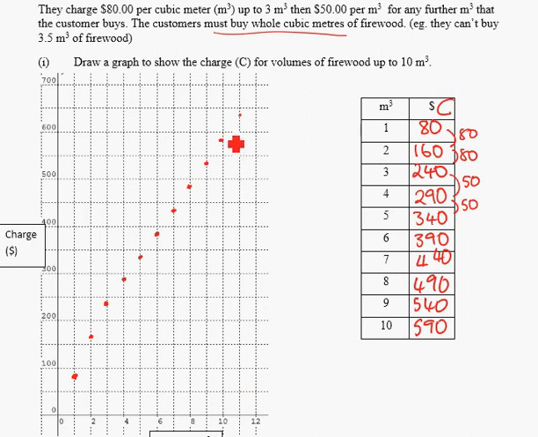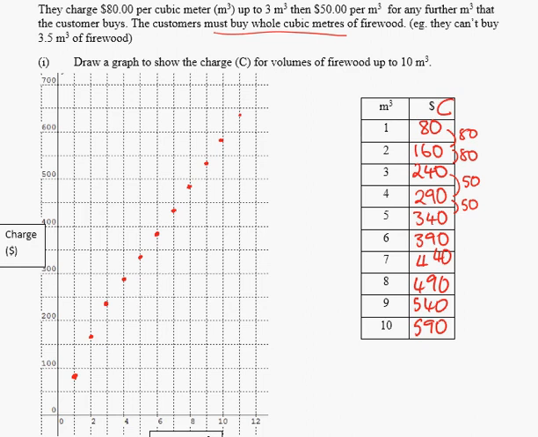we want it up to 10. Right, once again it's discrete because you can only buy whole cubic metres, so it's definitely not continuous. We can see the $80 per cubic metre and then the $50 per cubic metre, which is slightly less steep.